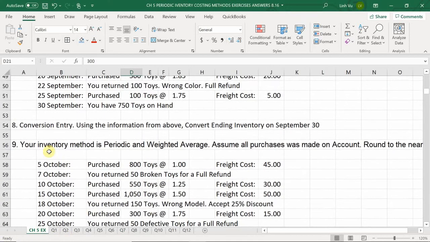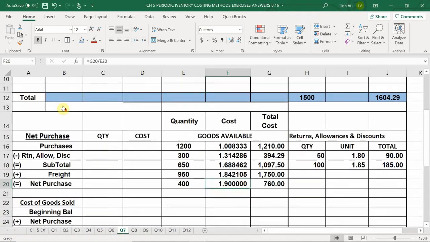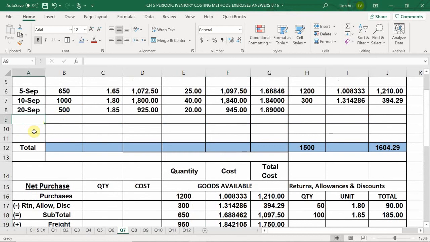All right. So then last but not least, on September 25th, you end up purchasing an additional 100 toys at $1.75 with the freight costing you $5. Okay, so September 25th, purchase 100 toys at $1.75 with the freight costing you $5. So it is September 25th. You purchased 100 toys at $1.75.